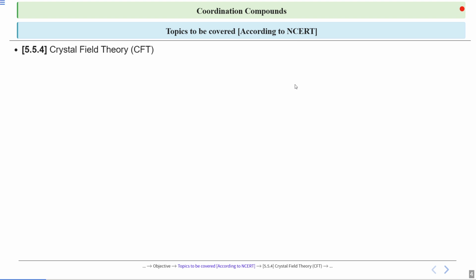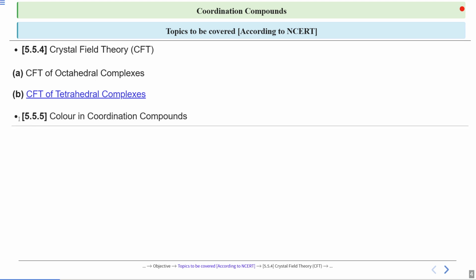The topics that we are going to cover today according to the NCERT: first is section 5.5.4, crystal field theory, CFT. In this there are two sections. The first is CFT of octahedral complexes, and another is the crystal field theory of tetrahedral complexes. The octahedral part we have covered in the previous lecture. Today we are going to see the crystal field theory of tetrahedral complexes, and then we also cover section 5.5.5, the color in coordination compounds. So let's begin.